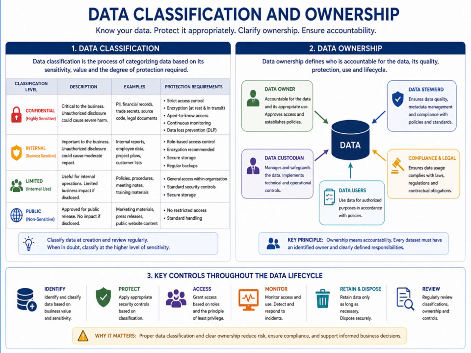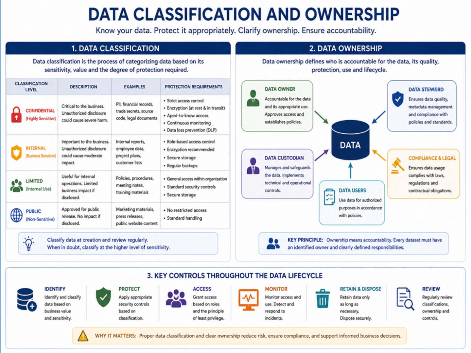Internal data is important to business operations but carries a lower level of sensitivity. Examples include internal reports, project plans, employee information, and customer lists. These assets are typically protected using role-based access controls, secure storage, and regular backups. Limited or internal use data supports day-to-day operations and usually has lower business impact if disclosed. Examples include policies, meeting notes, and training materials. Public data is approved for public release and normally includes marketing material, press releases, and public website content.